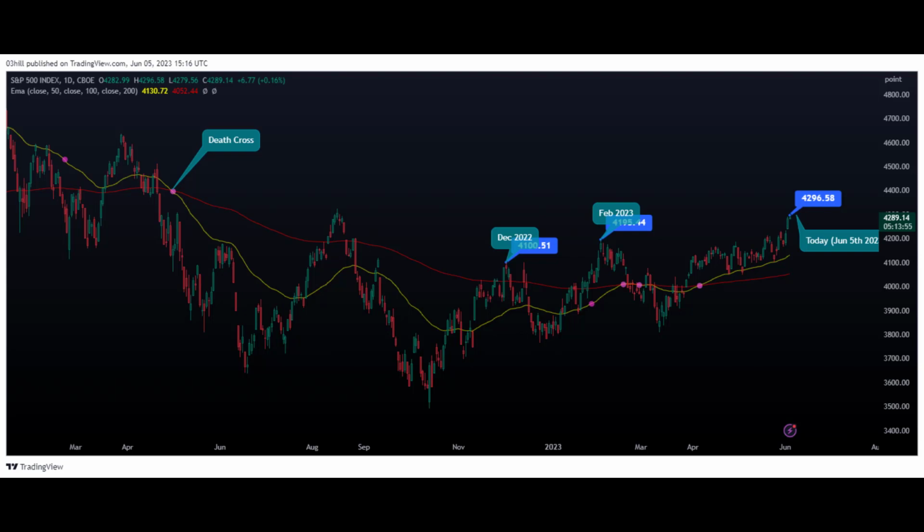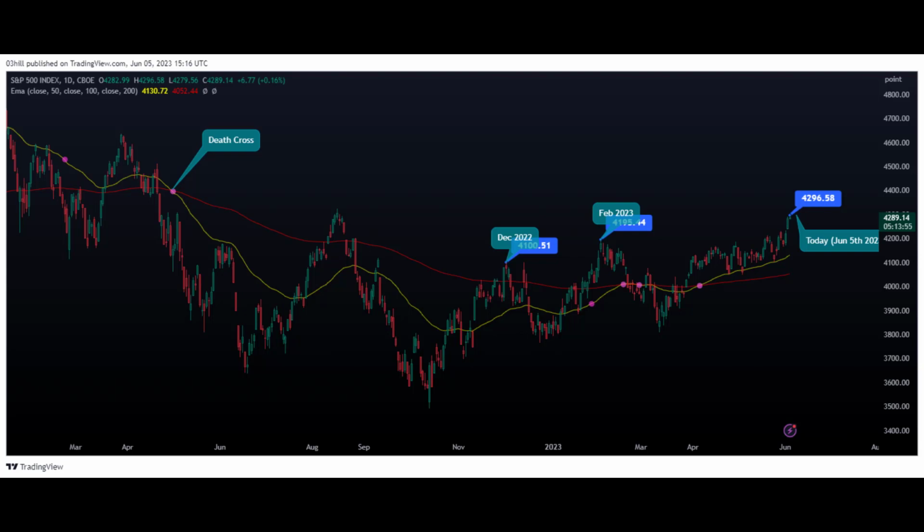However, the rally lost steam, and by March 2023, the price declined to 3808. This downward movement suggested a temporary setback or consolidation in the market. Subsequently, in April 2023, a second golden cross occurred. This event further strengthened the bullish sentiment. The price of the S&P 500 index continued to rise and reached a higher high of 4296.58, indicating the potential for further upward momentum.